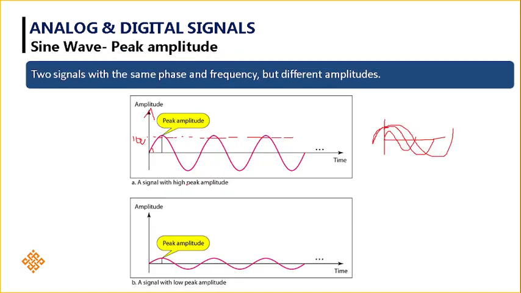So here you can see a signal with a high peak amplitude. A signal with low peak amplitude means low voltage, like 5 volts or something like that. Here it is 10 volts, or it may go to a still higher peak like 15 volts. Like that, we call this the amplitude.